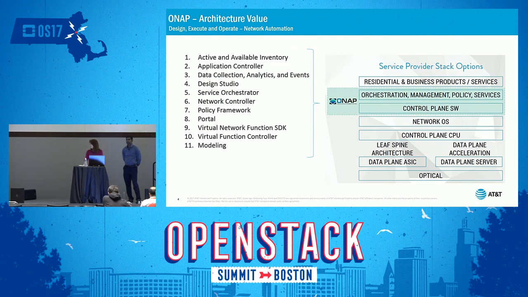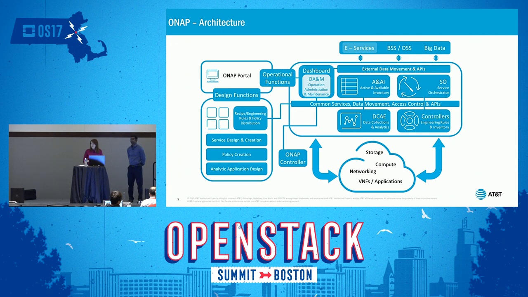If you look at the service provider stack, ONAP is playing at the orchestration, management, policy services, and control plane software layers. It's composed currently of 8 + 3 projects. The first 8 projects represent the different applications that we are currently developing and announcing, while the last 3 projects are more about the VNF SDK, the documentation, the modeling, and the virtual function controller. Let's have a look at these famous 8 components.